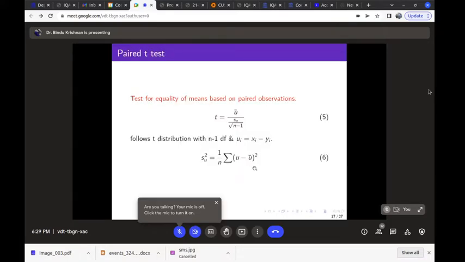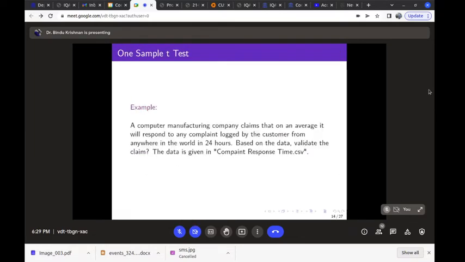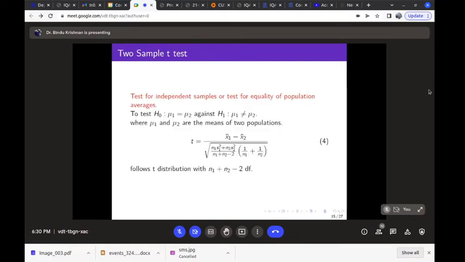Now, the same case, the 1 sample t-test and 2 sample t-test. 1 sample t-test is used to test for a specified average. 2 sample t-test is used for independent samples. For these 2 tests, if the sample size is large, say greater than 30, say 100 or 200, we use the normal test, that is the Z test.